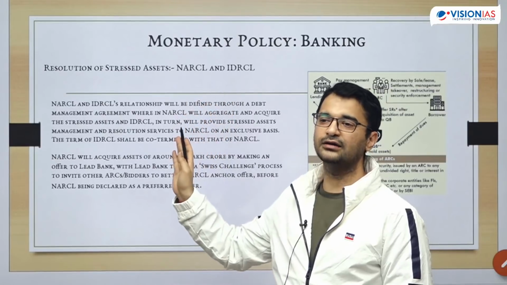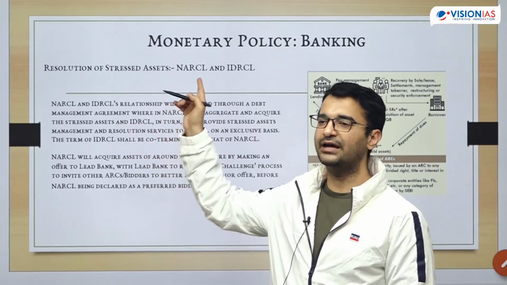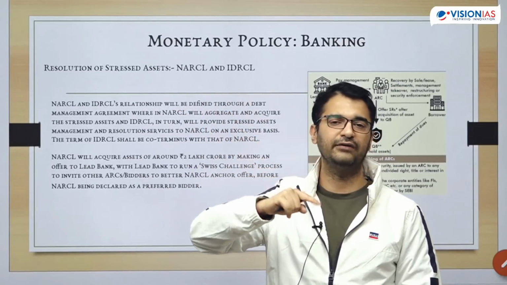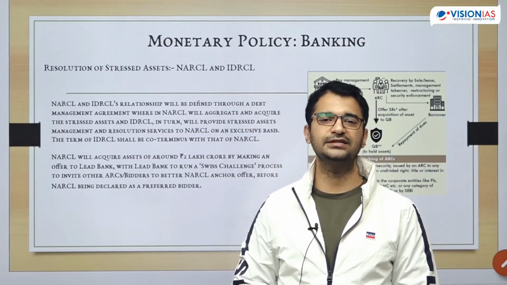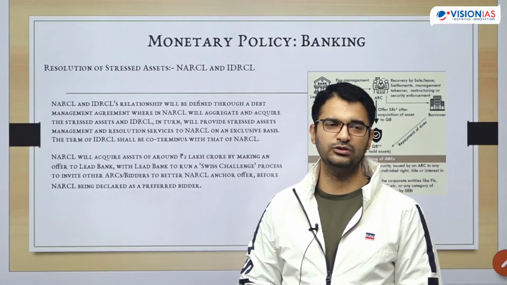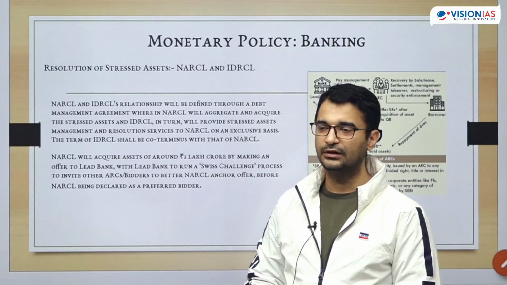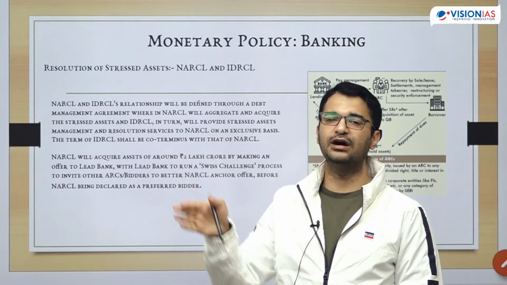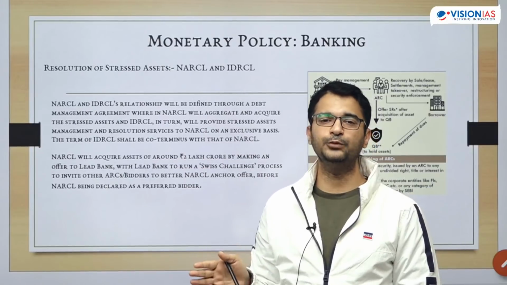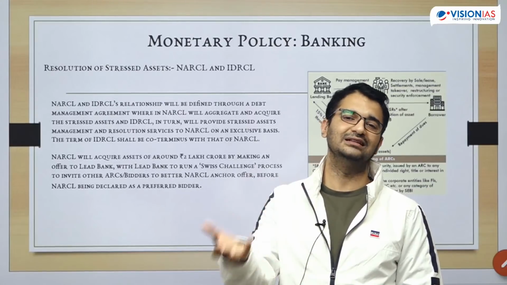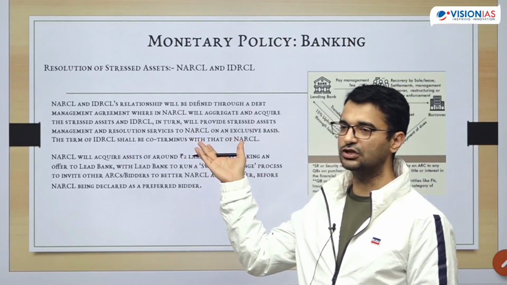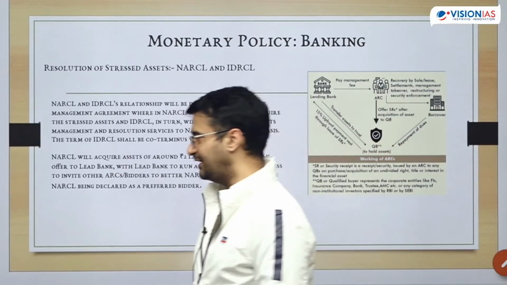Now this bank, which has been offered this money by NARCL, will invite bids from other ARCs as well. This method is called the Swiss challenge model, Swiss challenge method. The bank will ask other ARCs for bids too, and depending upon whose bid is the best, the bank will sell that asset to that entity. This is basically how the functioning of NARCL and IDRCL will take place.